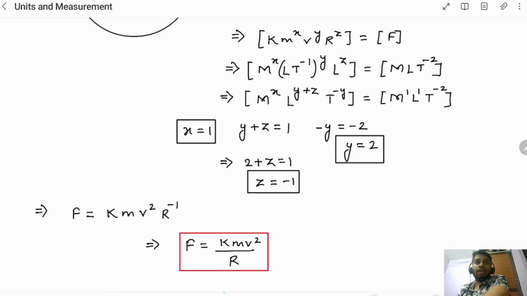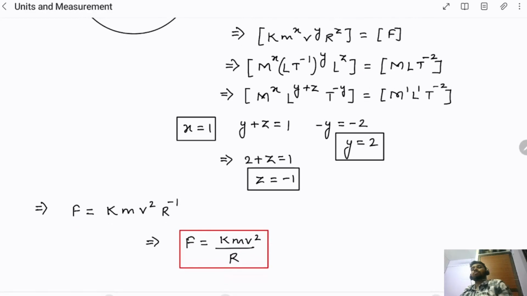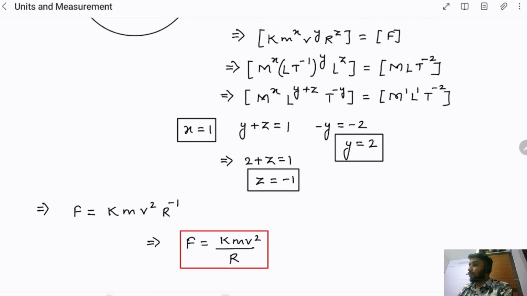K is a mathematical constant, and what will be the value of k, that cannot be determined with the help of dimensional analysis. So the actual formula for centripetal force is mv square by r. So k comes out as equal to 1, but that cannot be derived with the help of dimensional analysis. Okay. So I hope this is clear.